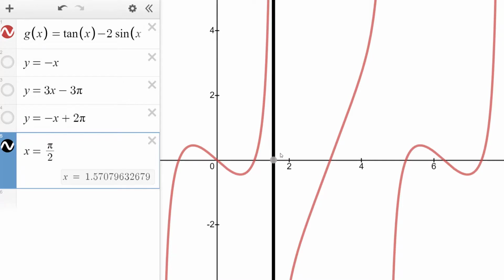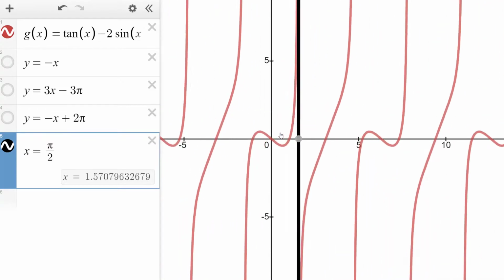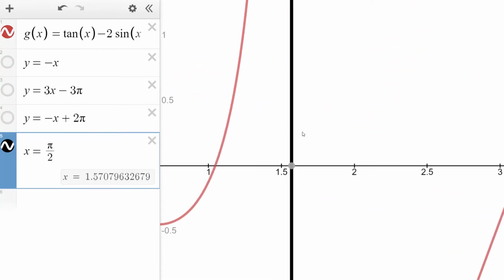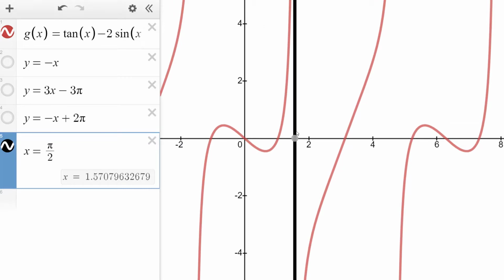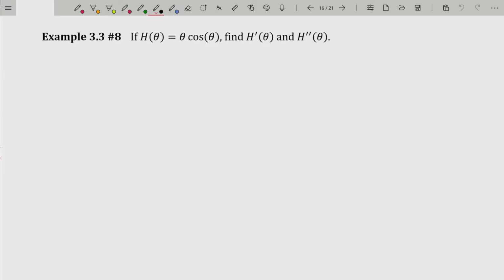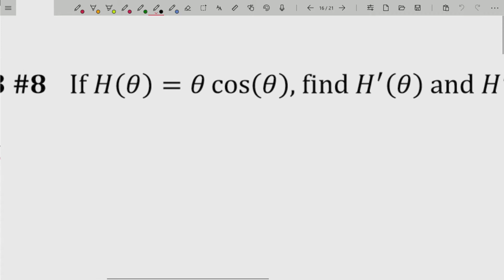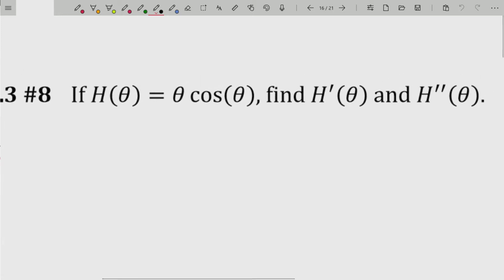And finally, graphically, just seeing it right here, here's the vertical line, x equals pi over 2. If you zoom out, you can see that's definitely a vertical asymptote. There's no derivative there. All right, so here's the last example, and actually kind of an easy example for a last example, to be honest with you. If your function h is the product of theta and cosine of theta, find the first and second derivatives. We've already kind of done stuff like this, so I don't know why I left this example in here, but we might as well just do it, right?